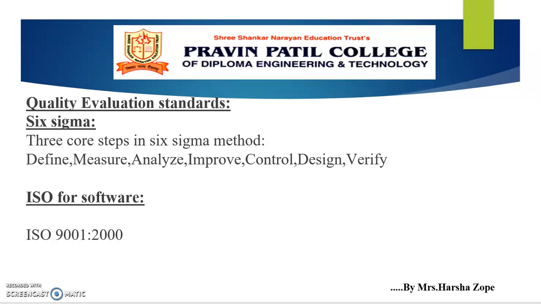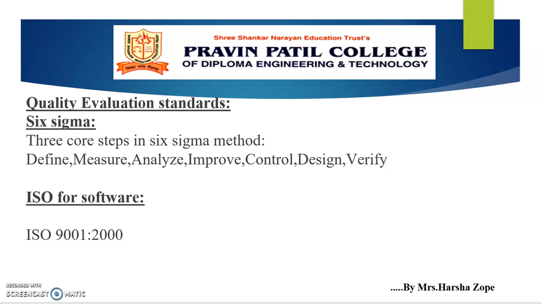Then quality evaluation standards. In this, Six Sigma and ISO for software will be there. Six Sigma is a widely used statistical software quality assurance strategy. The word Six Sigma is derived from six standard deviation. There are core steps in the Six Sigma method: define, measure, analyze, improve, control.